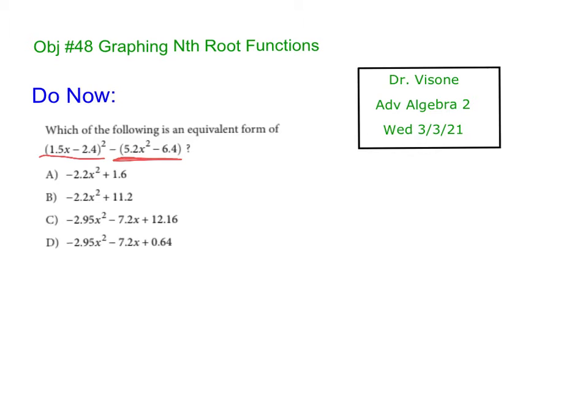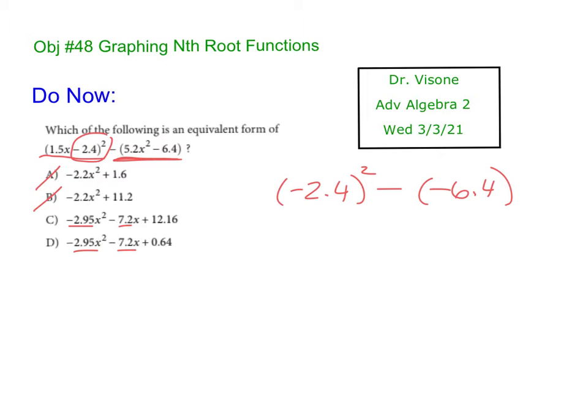So I automatically knew that A and B were wrong because they're binomials. And then if you notice with C and D, the A and B terms are the same. So all we really needed to do was figure out the C term. So the C term would be coming from negative 2.4 squared minus negative 6.4.